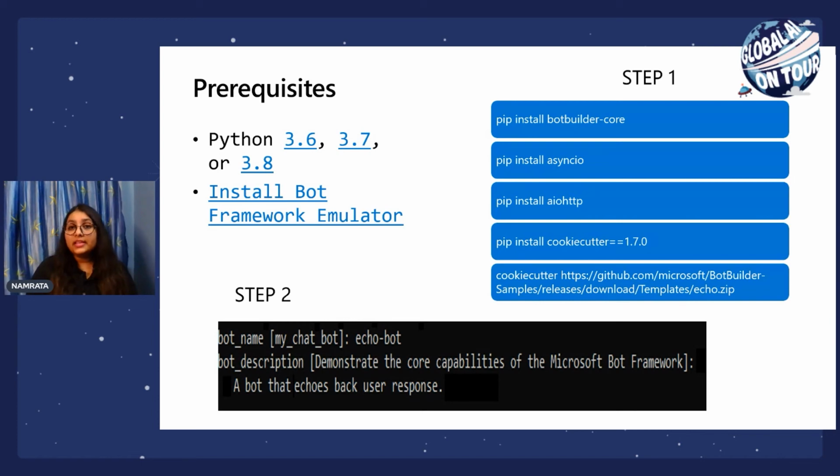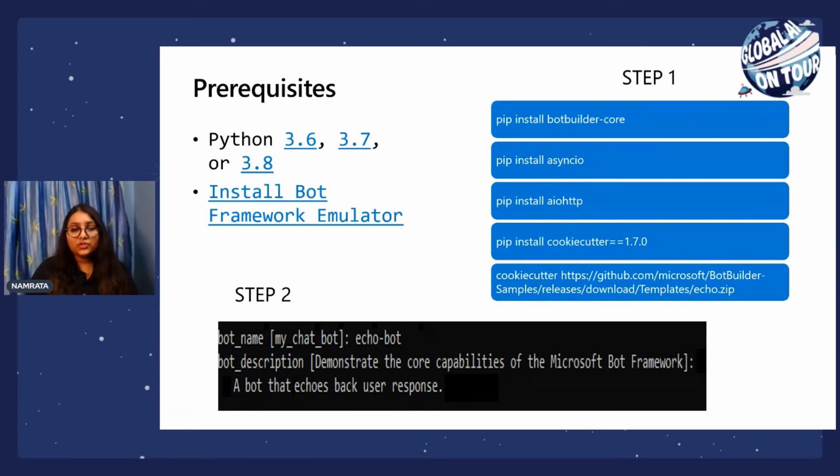Then the next step is step 1. Step 1 is installing all your requirements, libraries, and open source tools. It doesn't matter if you use virtual environments or not, because it will work without them also. There are 5 steps which you need to do before getting started with the EchoBot. You have to install all the requirements. And the last one, Cookiecutter, is implementing a template, and the template is called Echo. The EchoBot template is being used here. You just have to download it so that it gets embedded into your emulator and you can start using it.